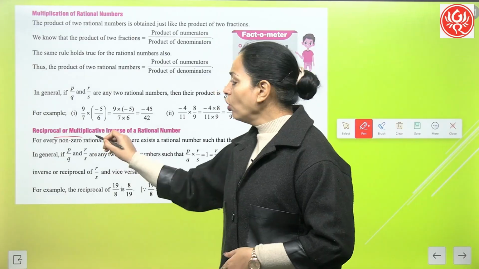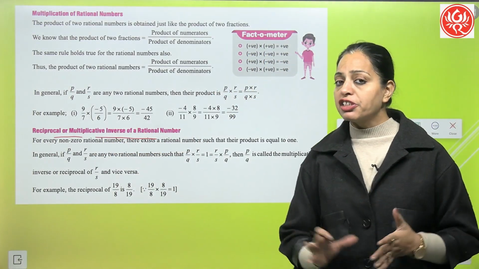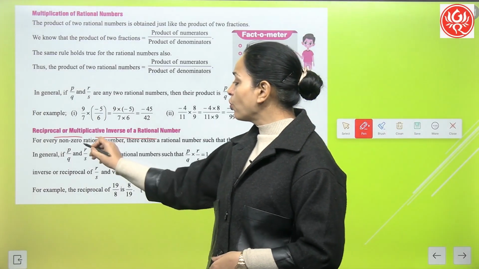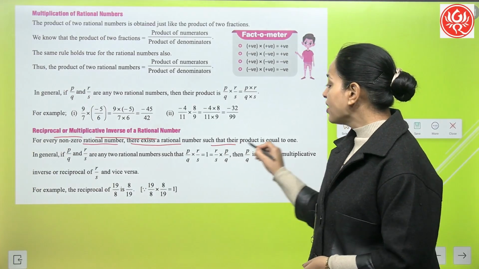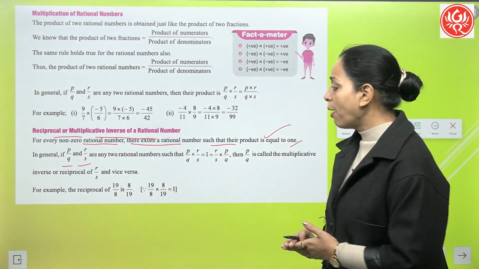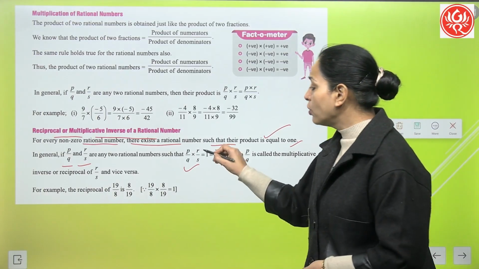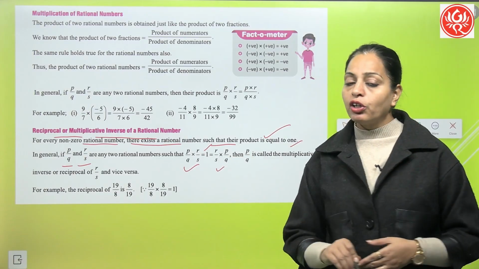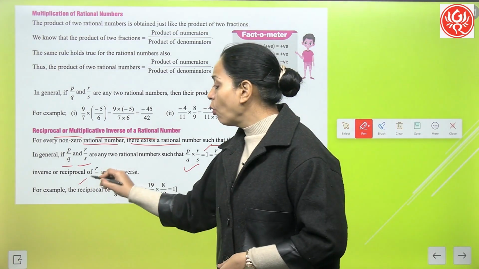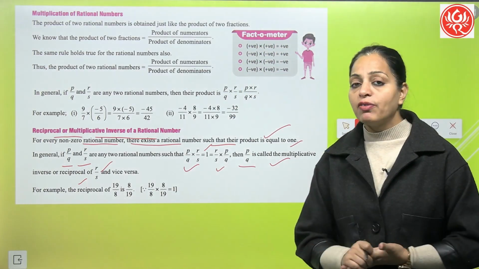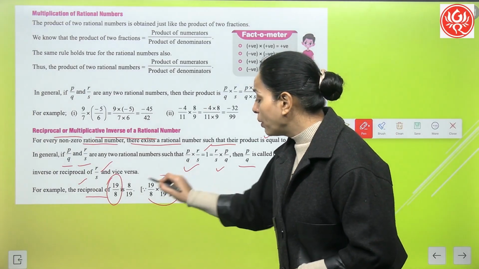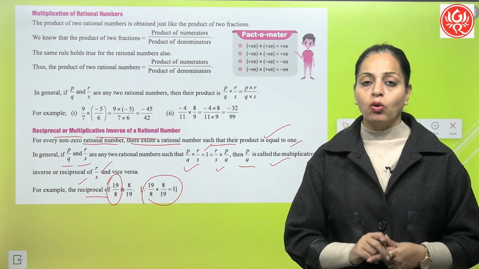Come to the next, reciprocal and multiplicative inverse of a rational number. किसी भी rational number का inverse यानी multiplicative inverse और reciprocal कैसे find करते हैं? See, for every non-zero rational number there exists a rational number such that their product is equal to 1. In general, if p upon q and r upon s are any two rational numbers such that p upon q into r upon s equals 1, and r upon s into p upon q is also 1, so p upon q is called the multiplicative inverse or reciprocal of r upon s and vice versa. See, for example, the reciprocal of 19 upon 8 is 8 upon 19. जब आप इन दोनों को multiply करेंगे, you will get product 1 only, right?